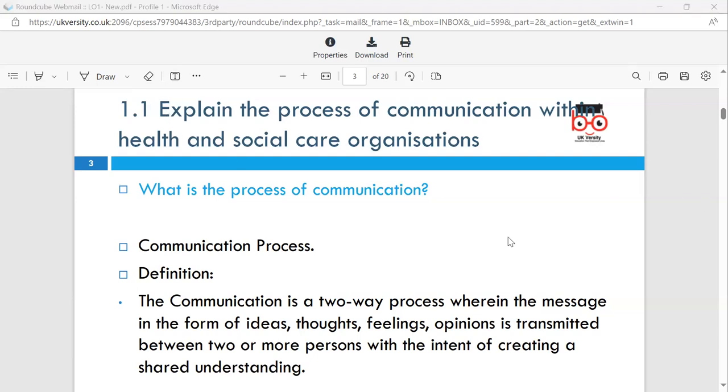I think communication is important. Firstly, it's a way for us to share information, to get feedback, to build on relationships. Yeah, it's so important. And we look at 1.1, explain the process for communication within health and social care organisations. And what is the process of communication?